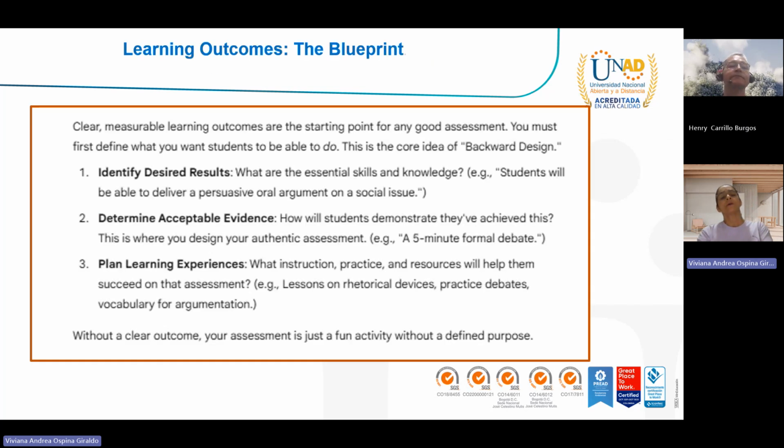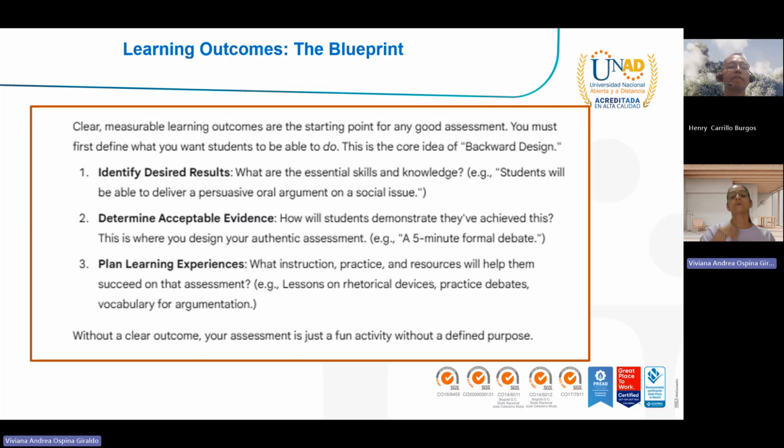Okay. So when we talk about learning outcomes, it's important that we have the blueprint. The blueprint would be then clear learning outcomes. So when we are talking about a rubric or when we're talking about learning outcomes, this is what they are expected to reach. They are expected to identify the desired results. They need to determine acceptable evidence. How will the students demonstrate their achieved task and plan learning experiences? What instruction, practice, and resources will help them succeed?